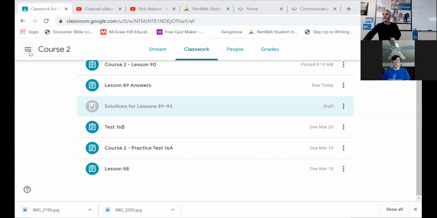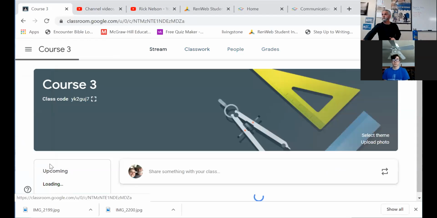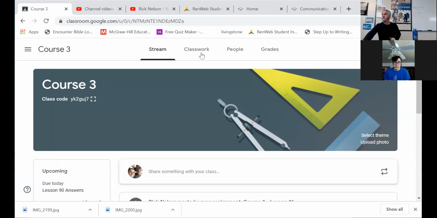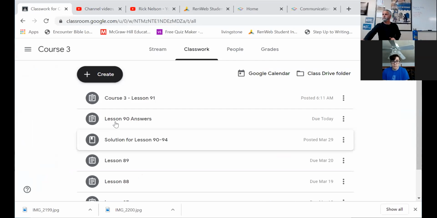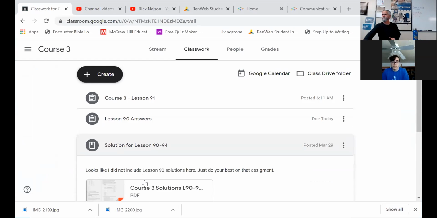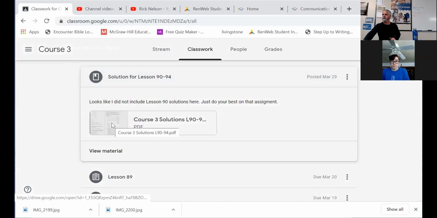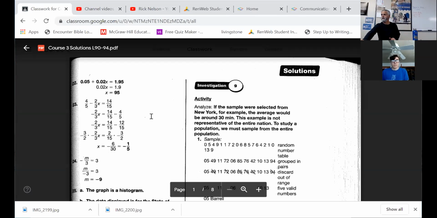how you can check on your work. If you go to your classroom and you go to course 3, and then you click on this classwork over here, you will see this where it says solutions for 90 through 94. And you notice the little icon is different than these. If you click on that and you click on the PDF, you will see all the answers.